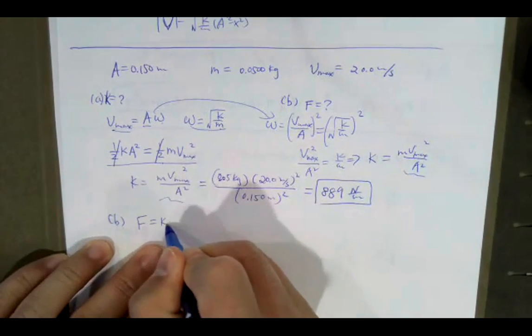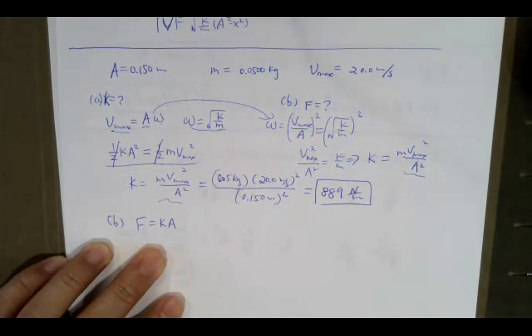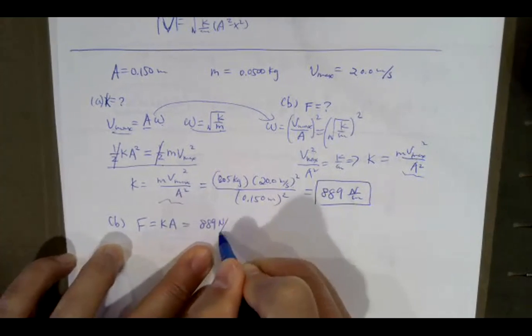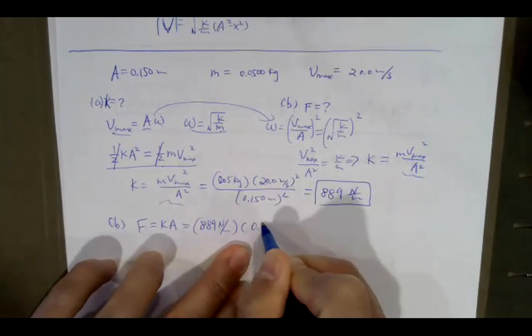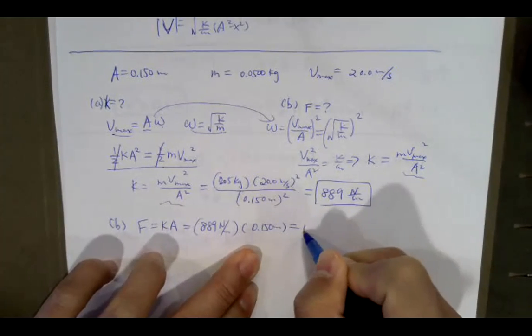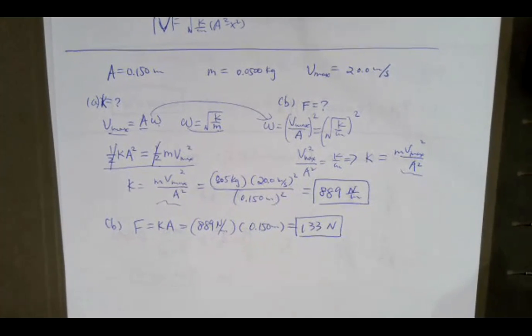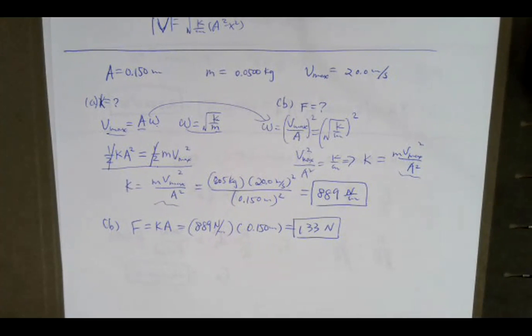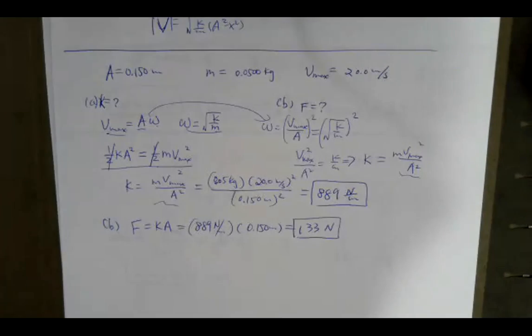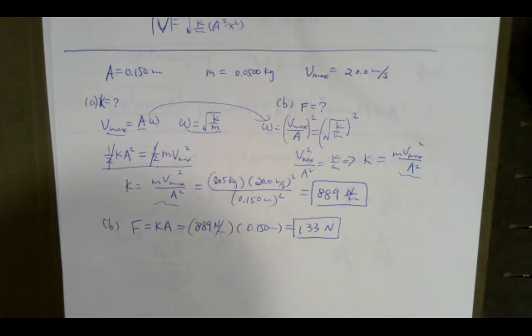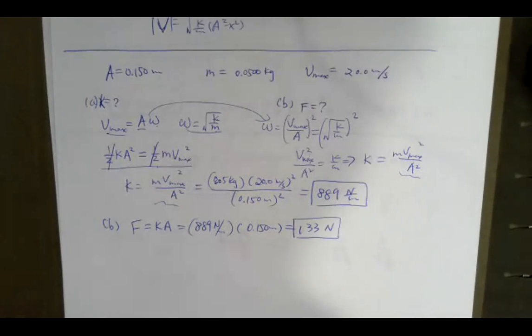So that force should be equal to K times A, because you need to compress it to a maximum. So 889 newtons per meter multiplied by 0.150 meters, that would roughly be 133 newtons, for the force needed to compress the spring. And most of you got the right spring constant, and also most of you got the force needed right.